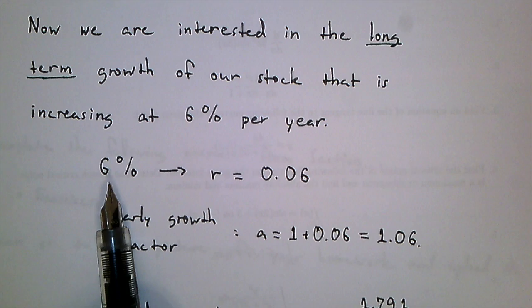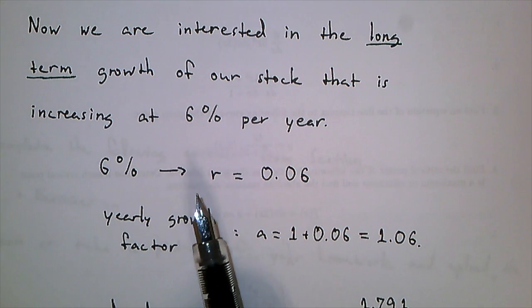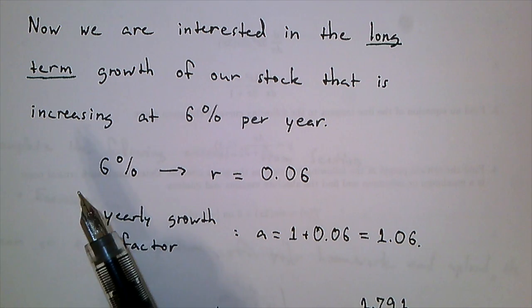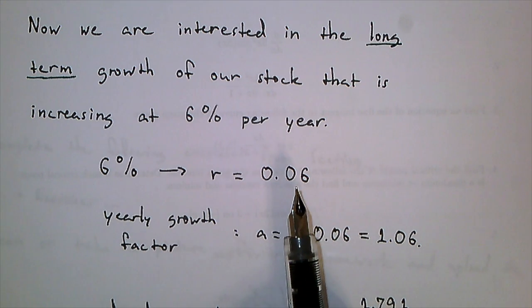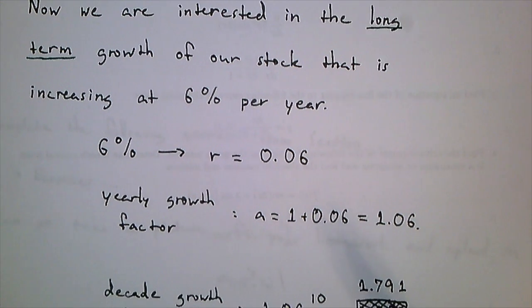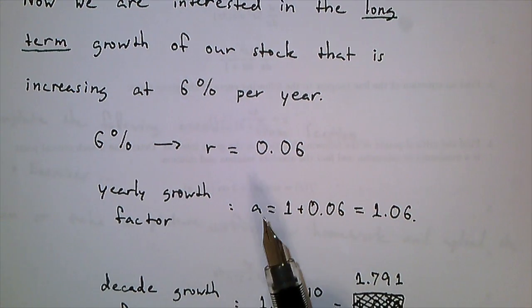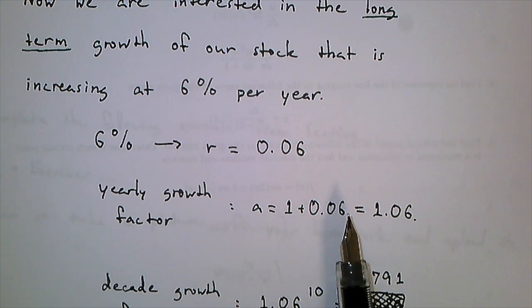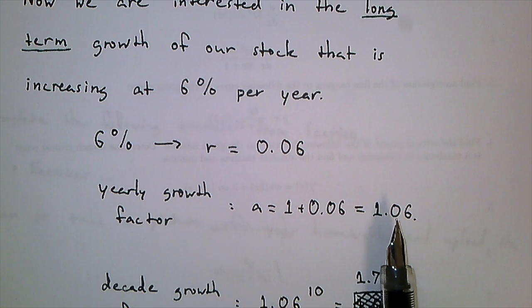So here's our 6% growth factor. We'll need to convert that to decimal form. So move your decimal place to the left twice to get 0.06. And then our yearly growth factor, let's call it A, is 1 plus 0.06, which gives us 1.06.